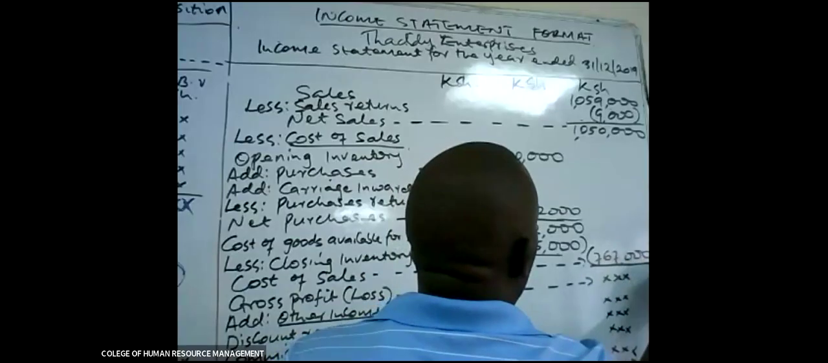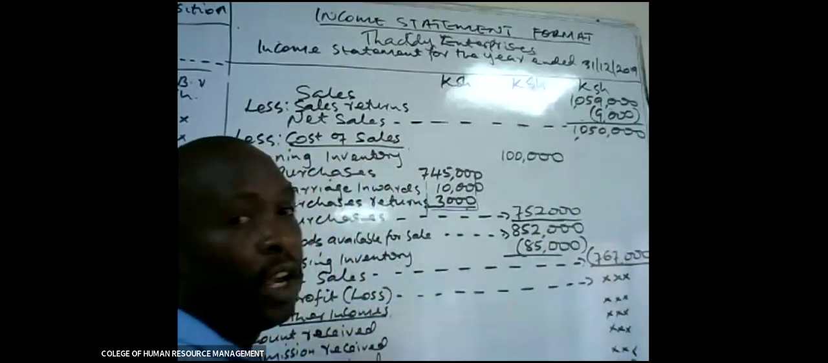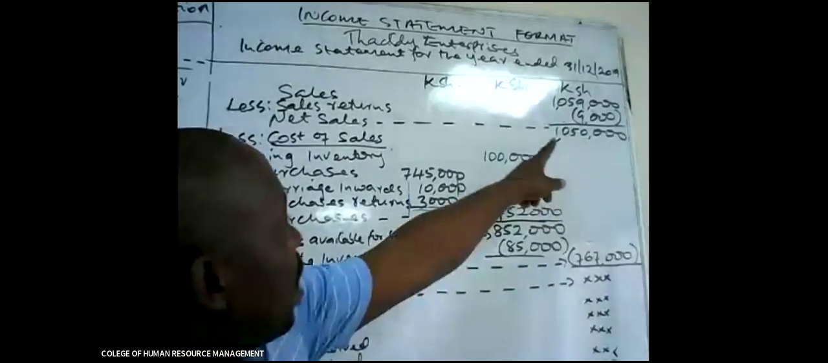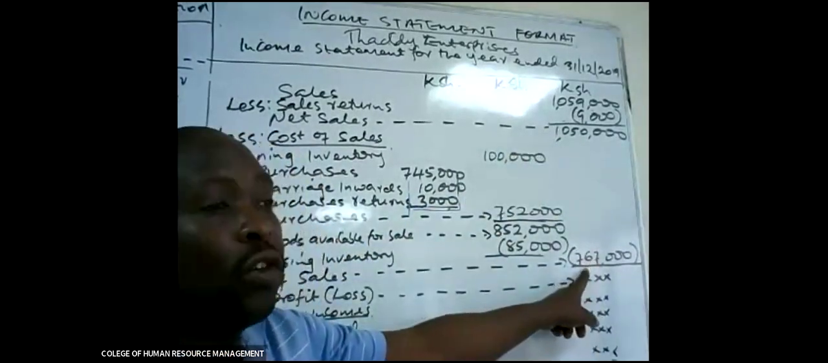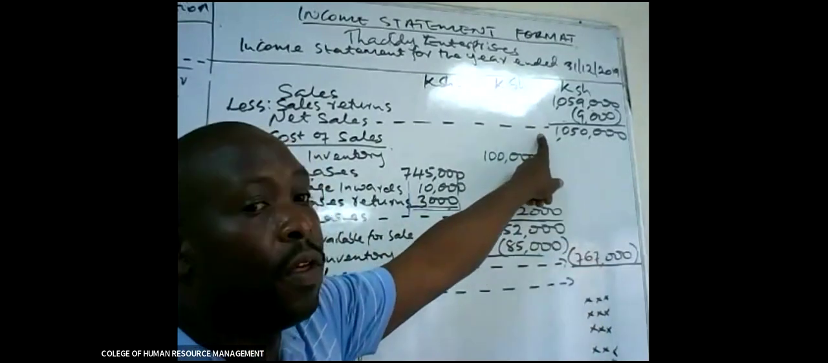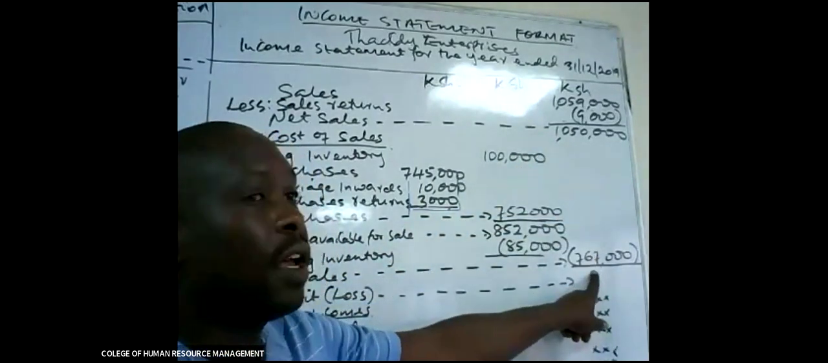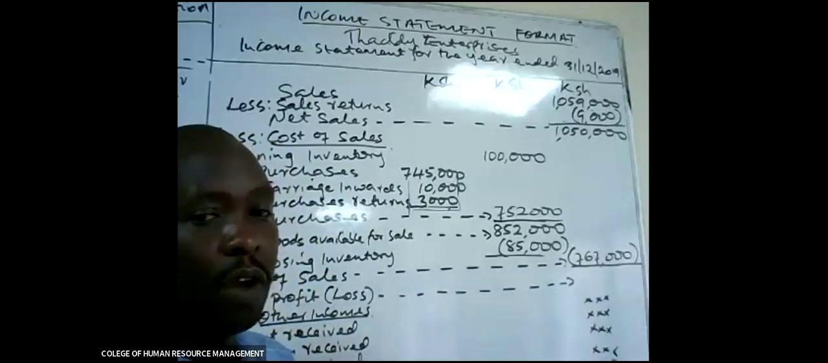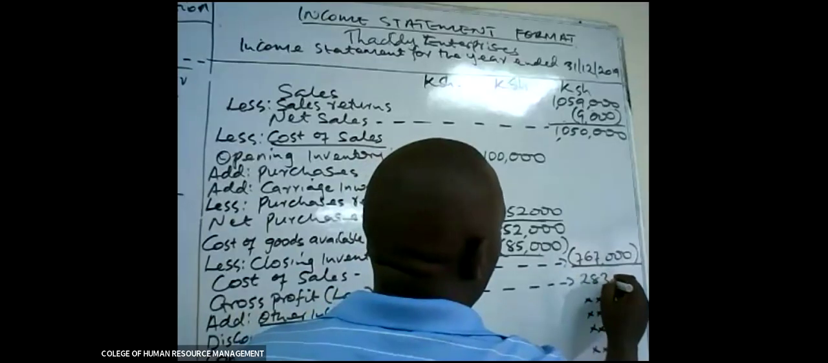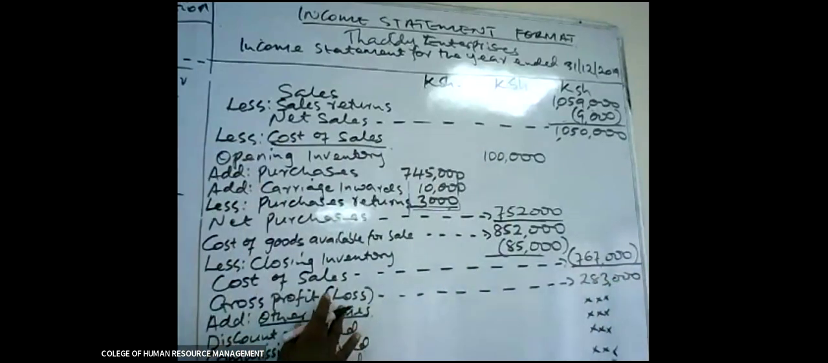You need to deduct. This is the cost compared to the sales. In simple terms, the amount that we received from sale of these goods is 1,050,000, and those goods had cost 767,000. So if you deduct the costs we incurred from the sales revenue, what is the gross profit? 283,000. And in this case, it is a gross profit. So we edit that, and we remain with the gross profit.